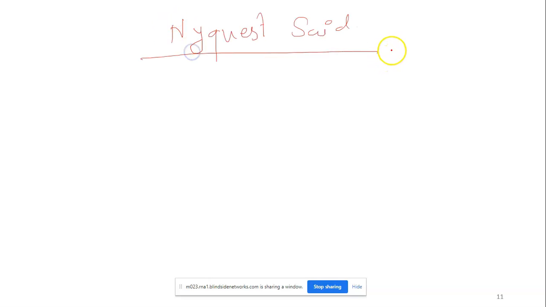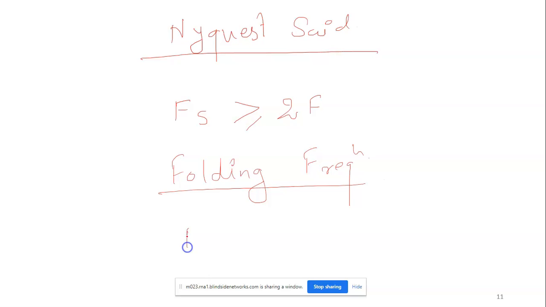Now what Nyquist said is that to avoid aliasing, you should have a sampling frequency fs greater than or equal to twice the signal frequency. So this is my Nyquist criteria, the Nyquist rate. Then there is something called the folding frequency. The folding frequency is equal to fs by 2, or the sampling frequency by 2. It gives us the folding frequency.